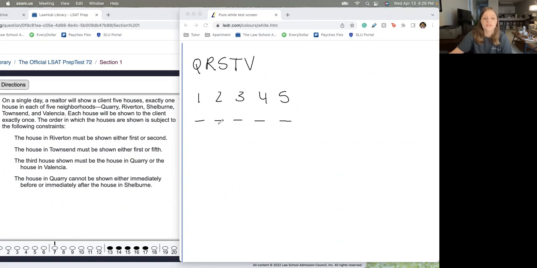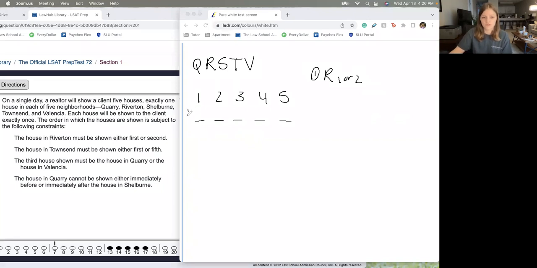So rule number 1 says the house in Riverton must be shown either first or second. Now, this is a rule that I really wouldn't write out because there's only 2 options, first or second. That's a pretty basic rule that I can just make my diagrams right off the bat. If you need to write it out, it takes all of 2 seconds, so feel free to write it out. If I were to write out the rule, I would probably do something simple like R is 1 or 2.